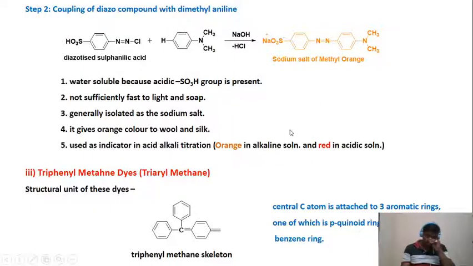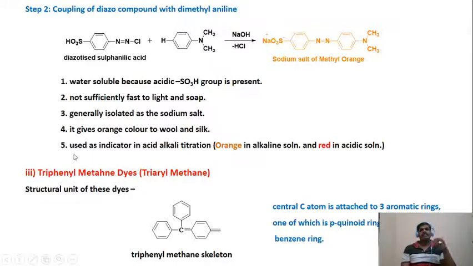Okay, now properties of this methyl orange. Yes, it is water soluble because an acidic SO3 group is present, as we have seen. It is not sufficiently fast to light and soap. Generally it is isolated as a sodium salt, as we have seen. Then it gives orange color to wool and silk, that is fiber. We have seen that too.